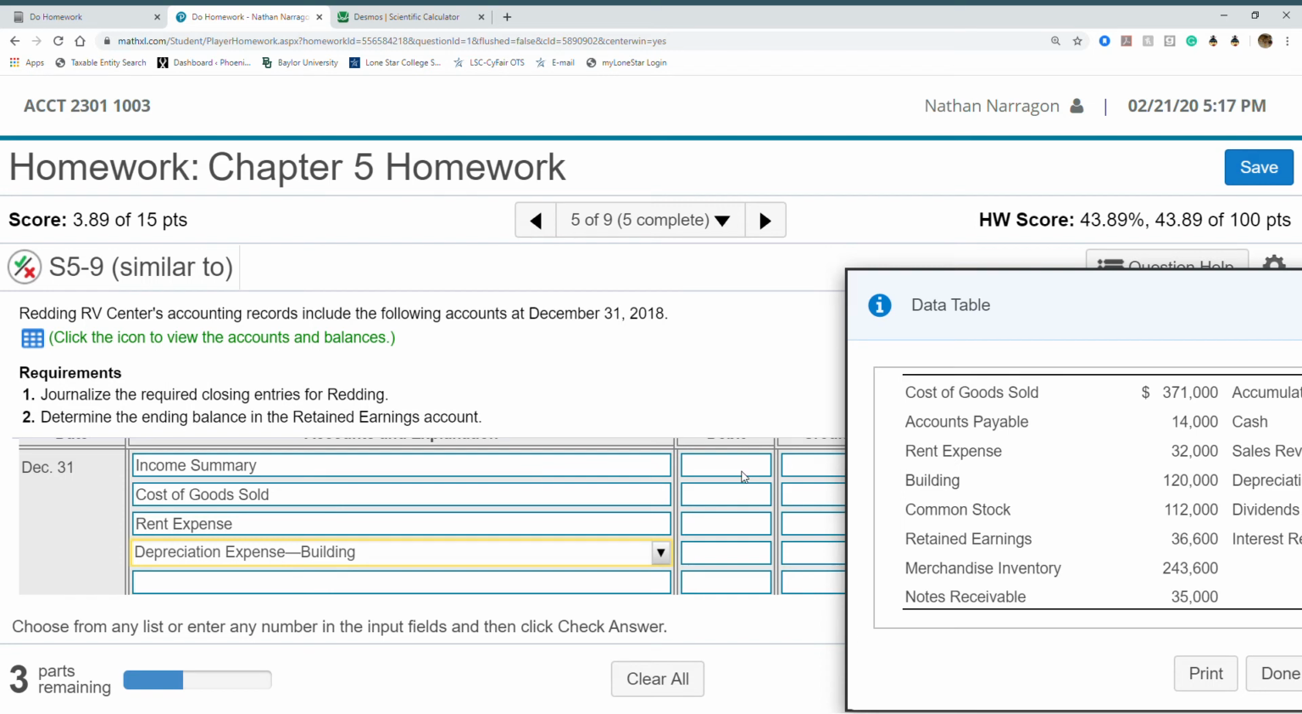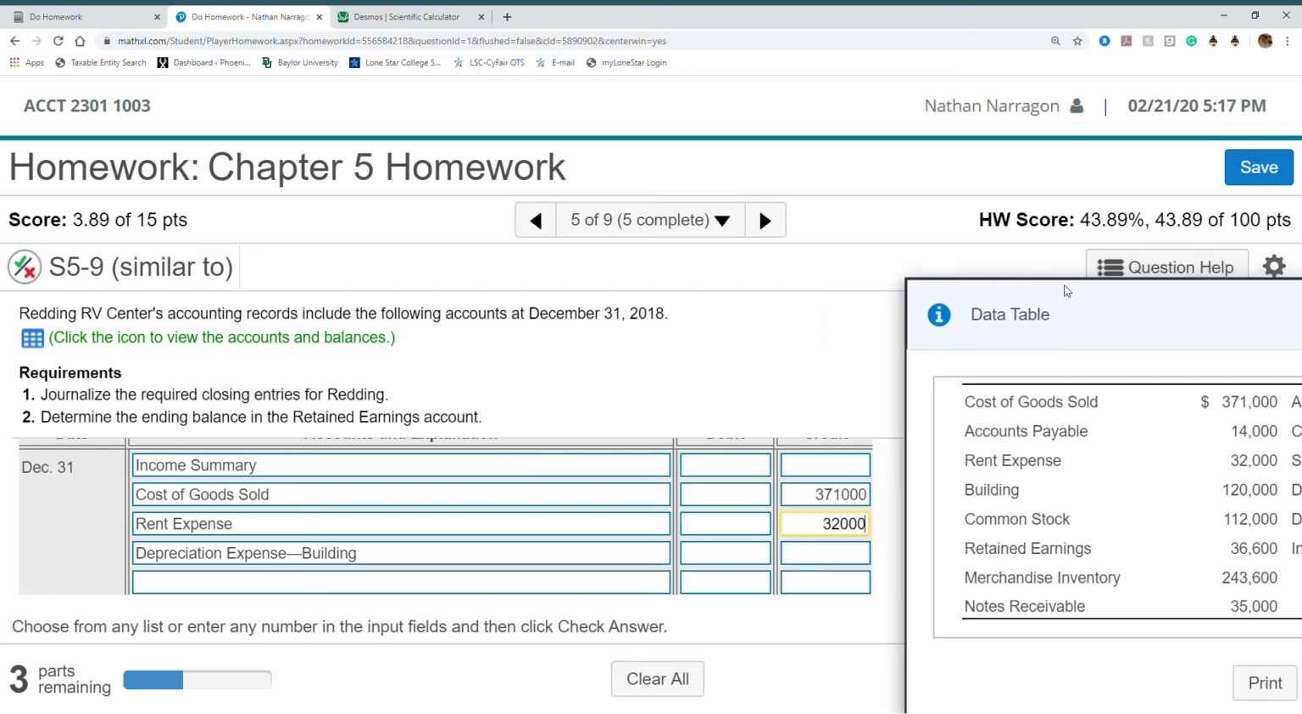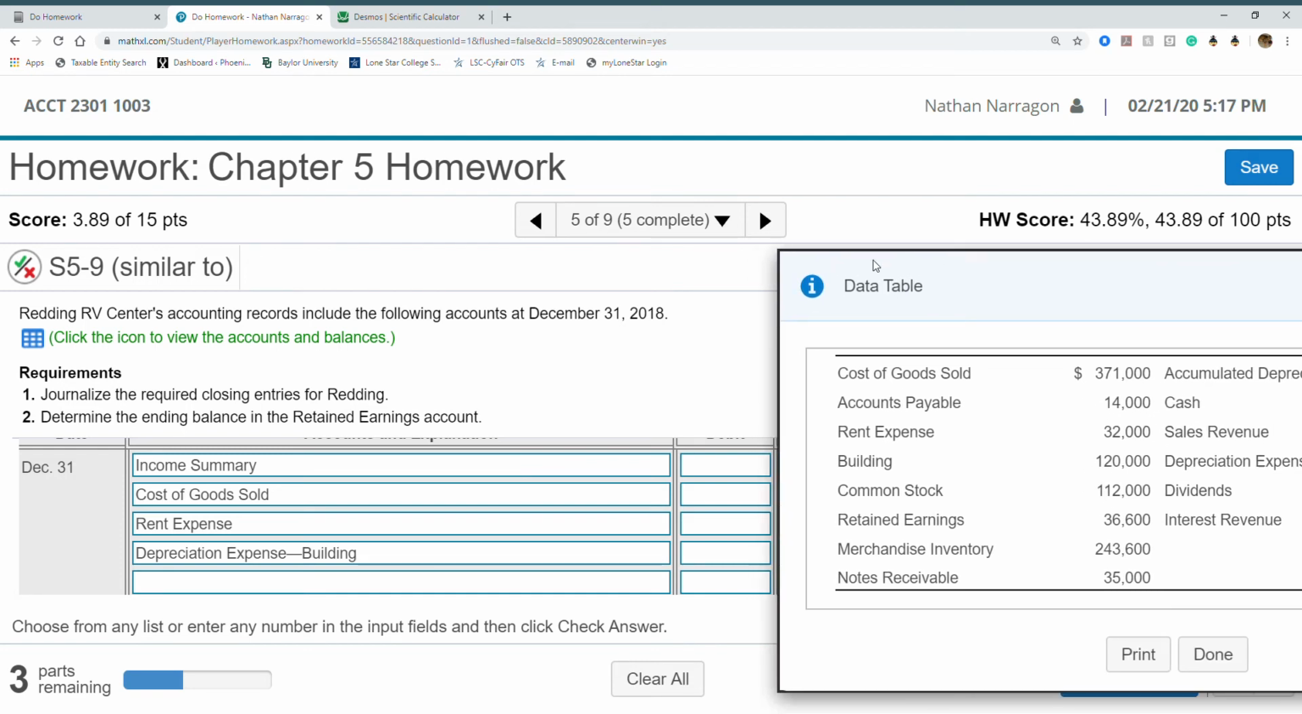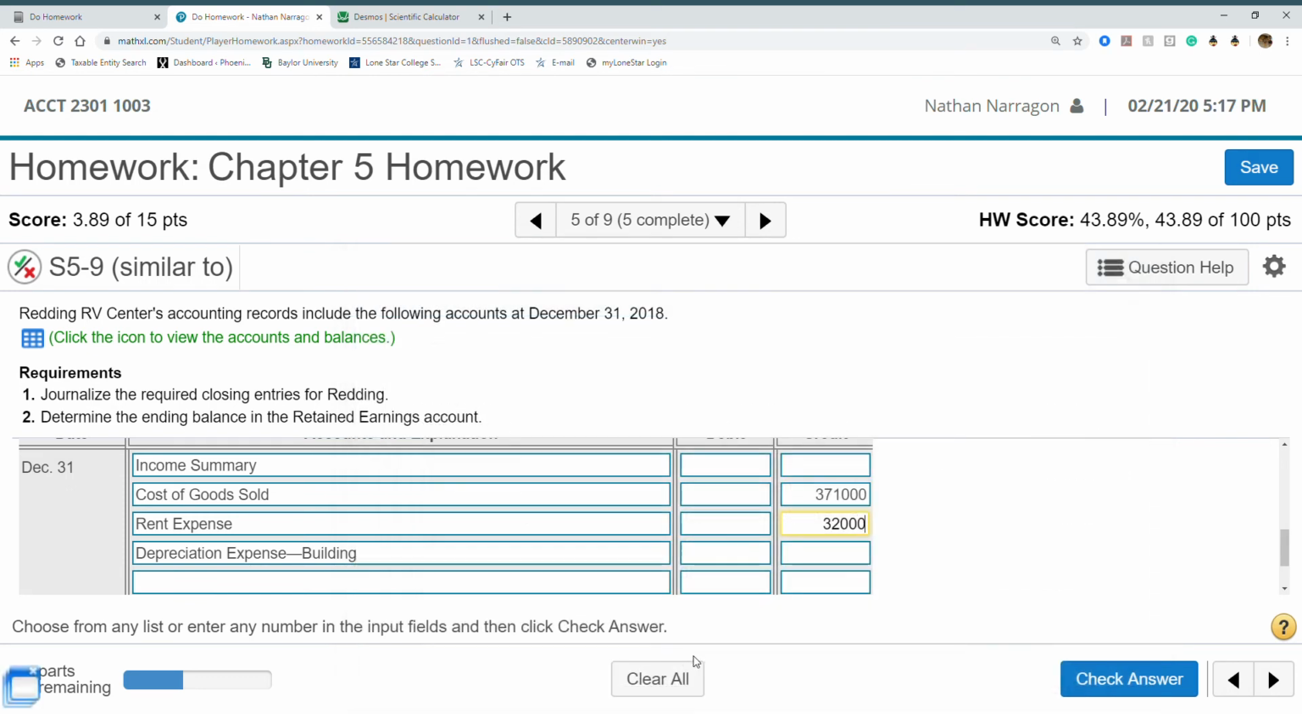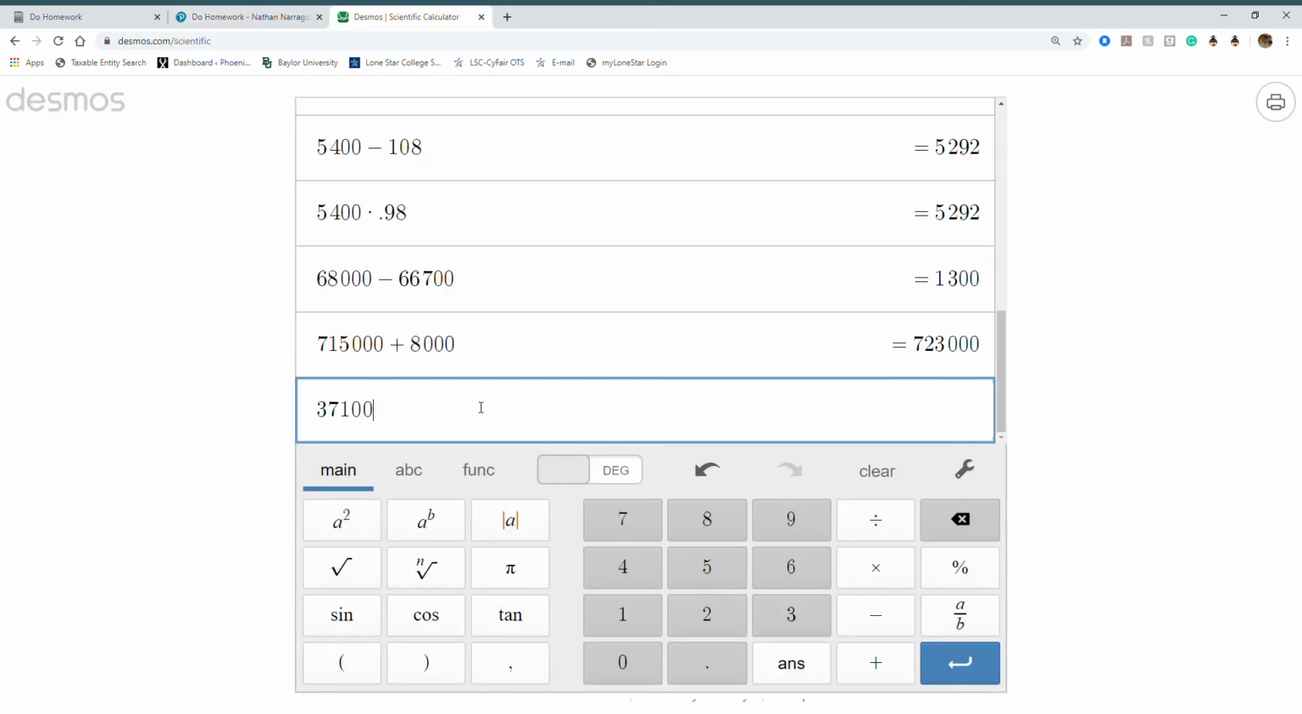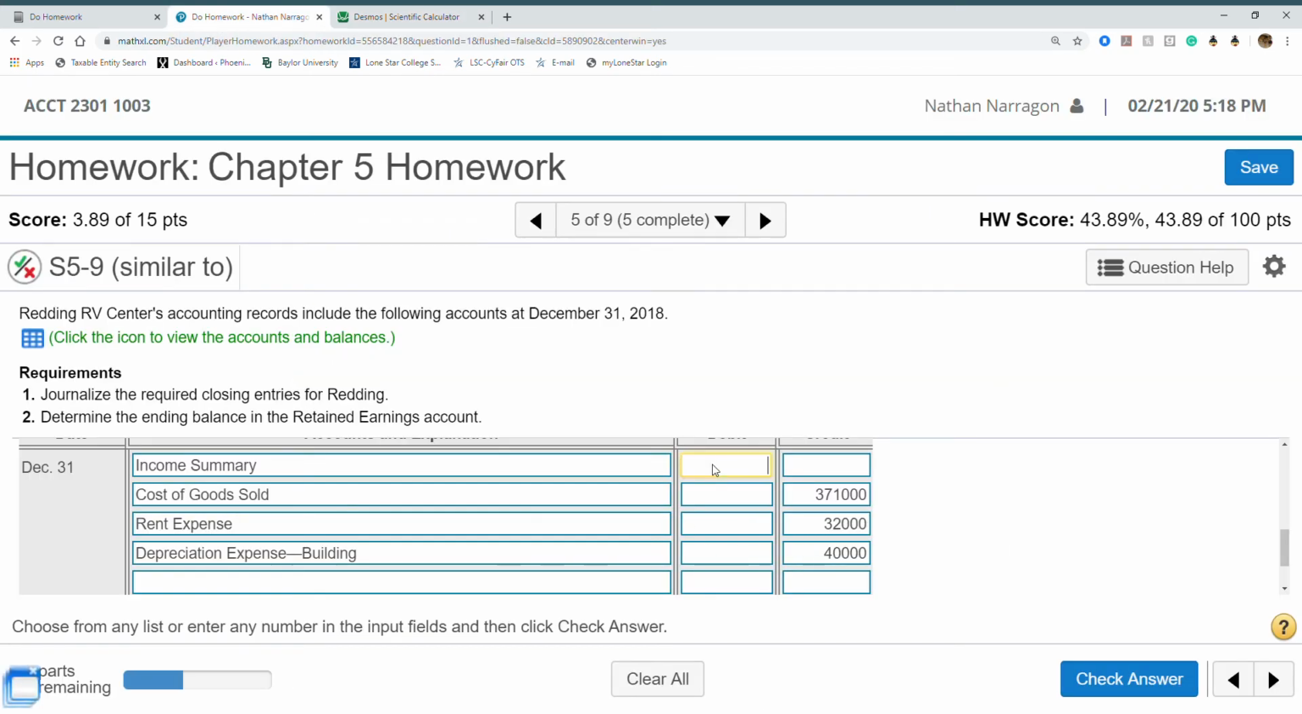Okay. So cost of goods was 371,123. Rent expense was 32,000. And then depreciation was 40,000. Okay. Again, we're going to add those up. And we're left with 443,000.